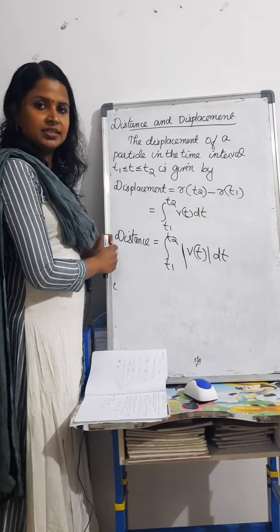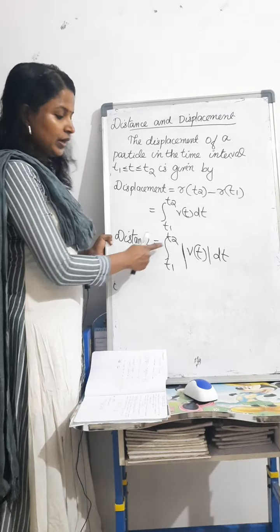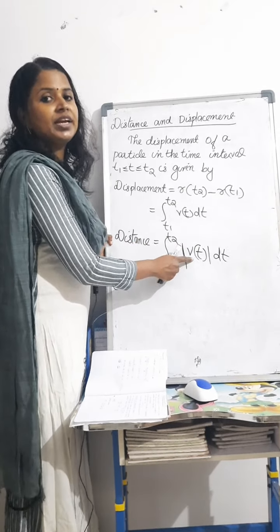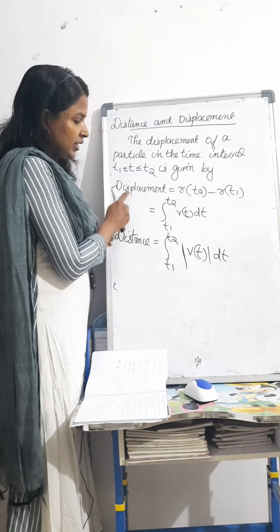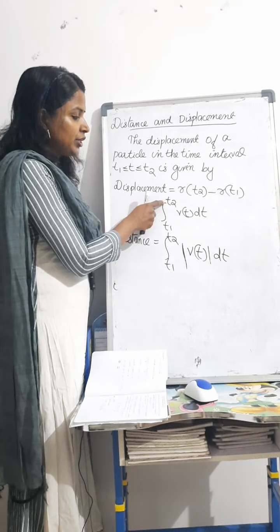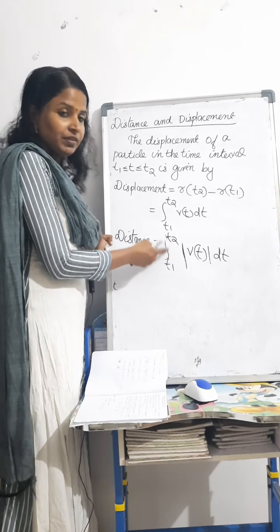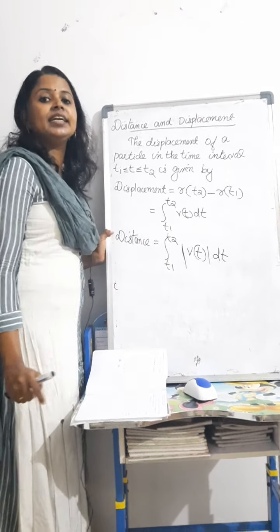Then distance is equal to the integral from t1 to t2 of mod v of t dt. Here displacement is the integral from t1 to t2 of v of t dt. Here distance is the integral from t1 to t2 of mod v of t dt.